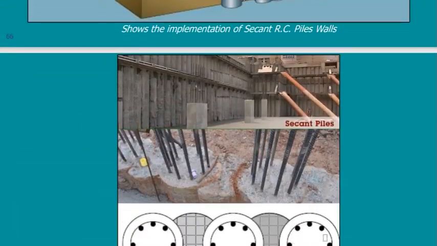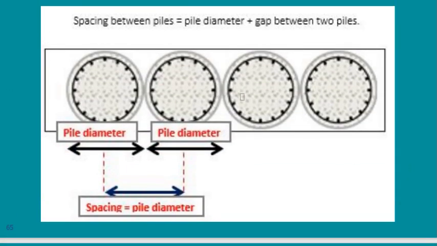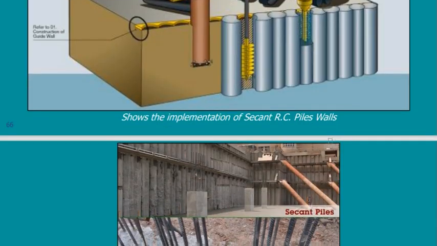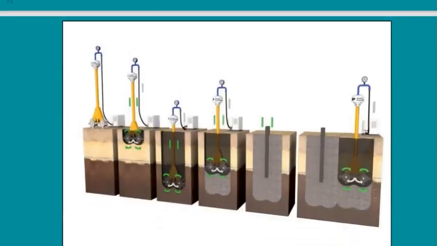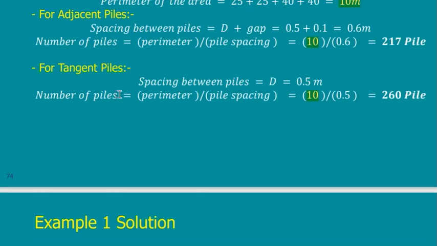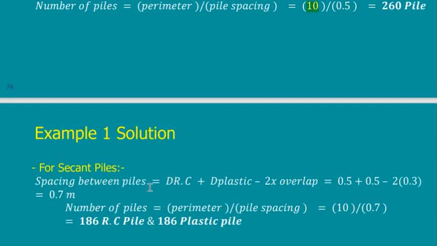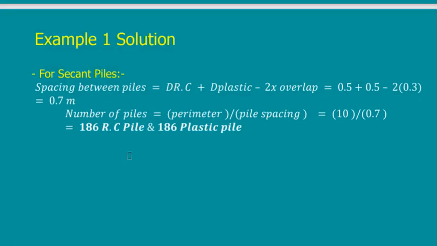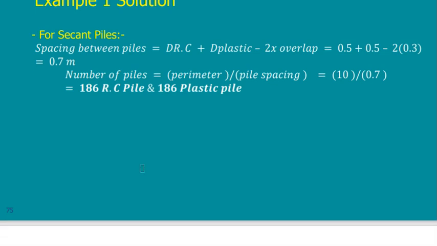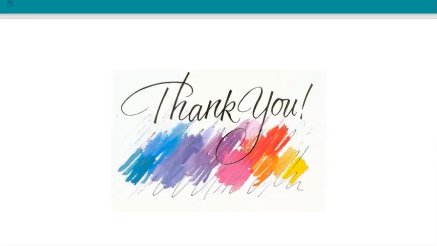Here, in the other one, if they are tangent piles, I will just take the perimeter and then divide the whole perimeter by the diameter of the pile, and so on. Just for understanding what we are doing. So in the three cases, I will calculate the number of piles for adjacent and tangent piles and for secant piles as well. That's all for this lecture.